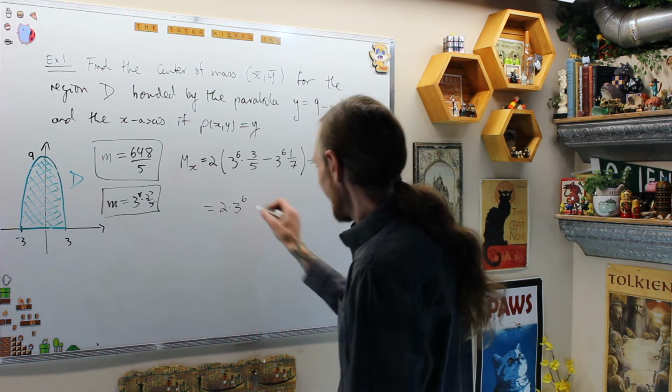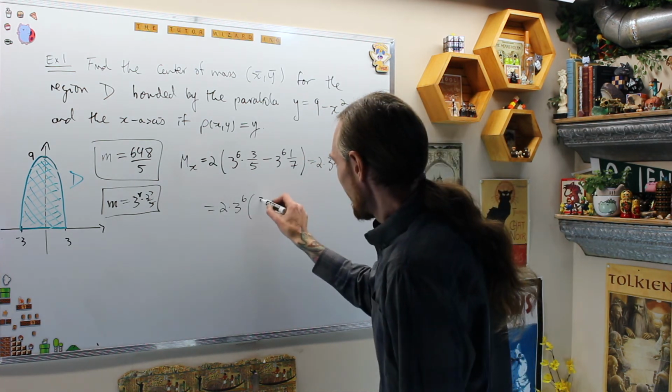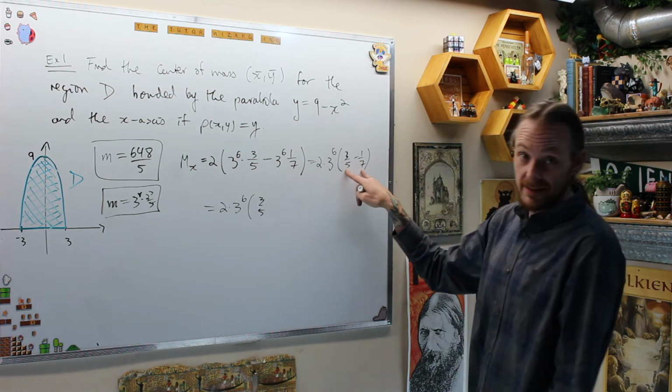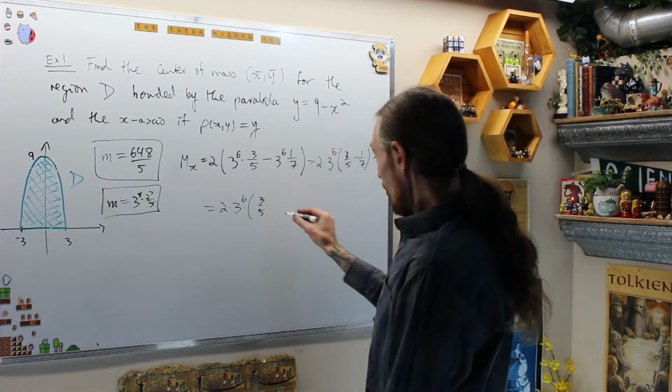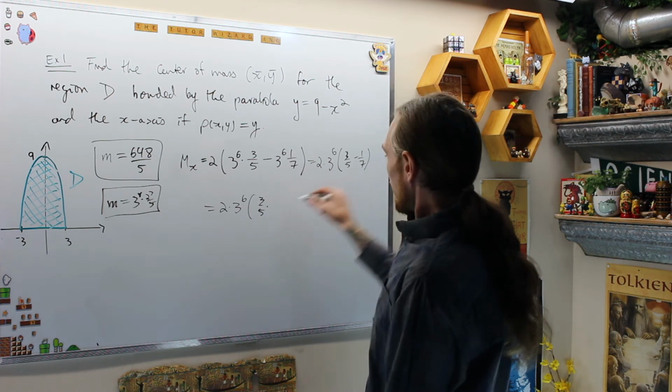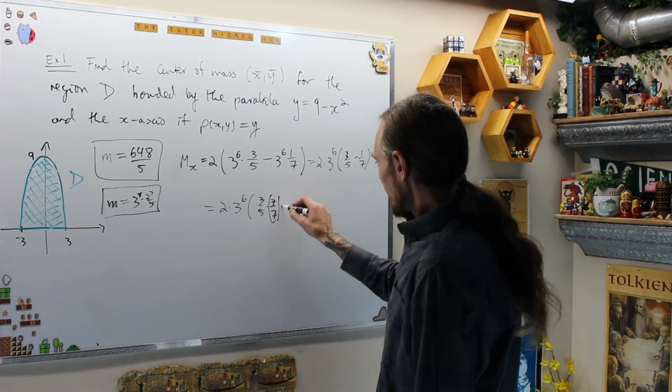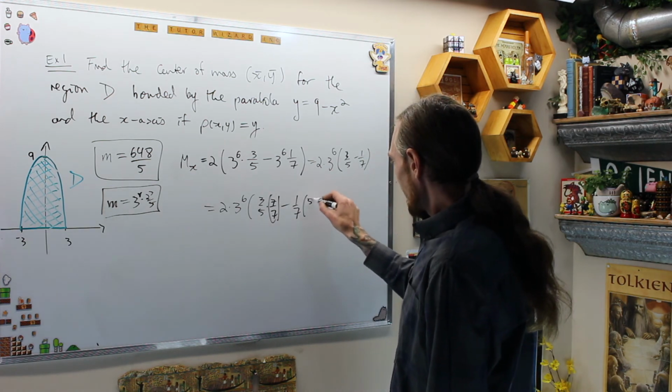2, 3 to the 6. Now what do I have? I have 3 over 5. The common denominator: these are both prime numbers, so it's their product, which is 35, their least common multiple. What? Add fractions. This is 7 over 7, my favorite dirty trick, minus 1 over 7, 5 over 5.